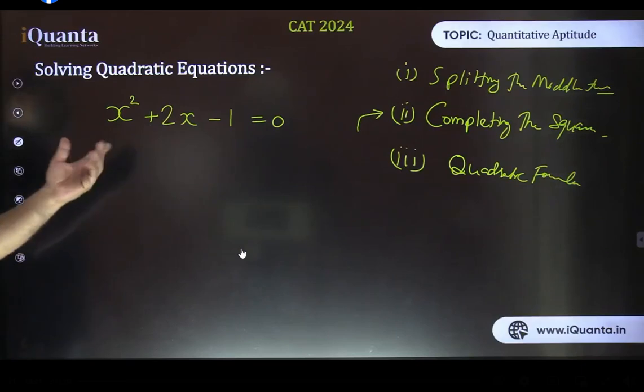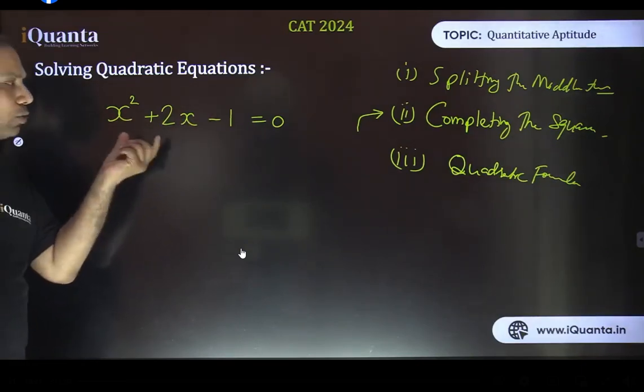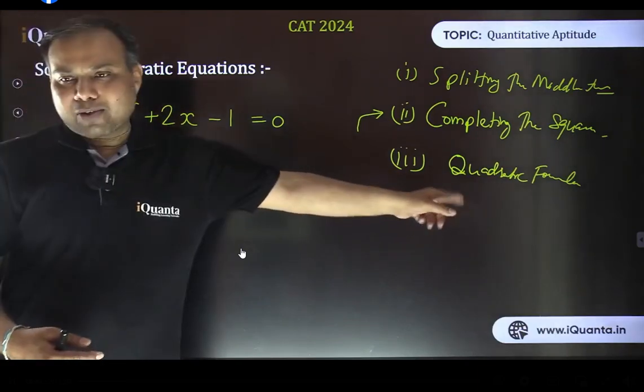In this case, it is not easy to split it because we want the product to be minus x square, but we can't split this 2x into 2 terms whose product comes out to be minus x square, right? Integral values are not possible. So how to do it? One way is to use the quadratic formula. We'll do that afterwards.